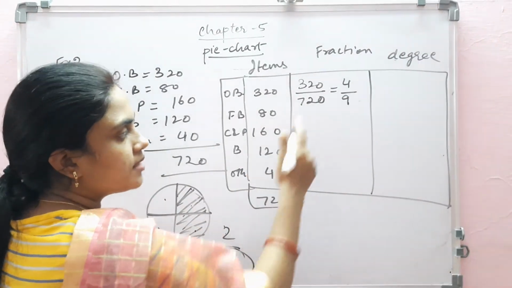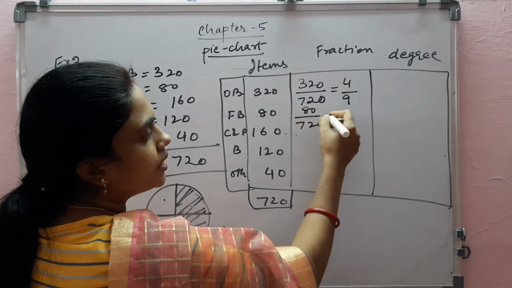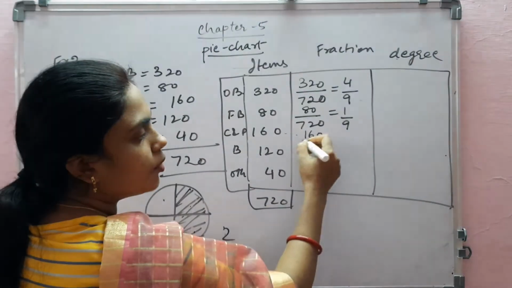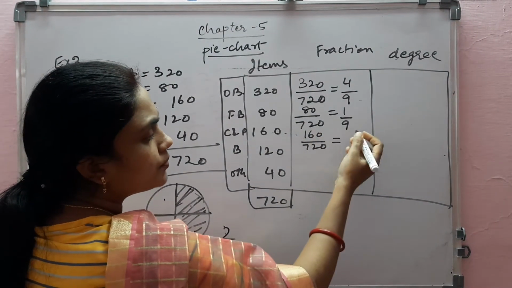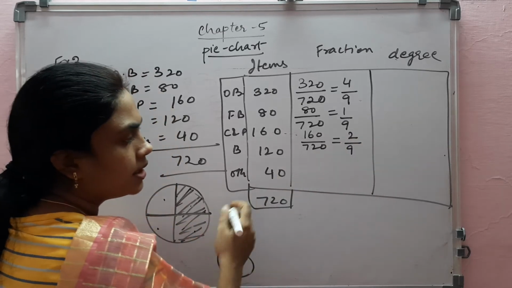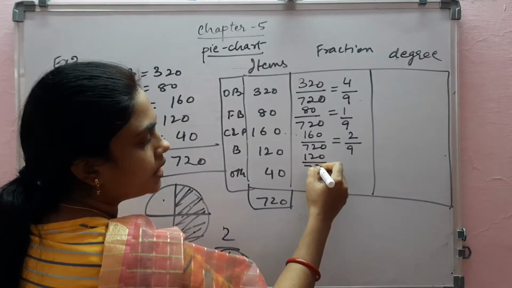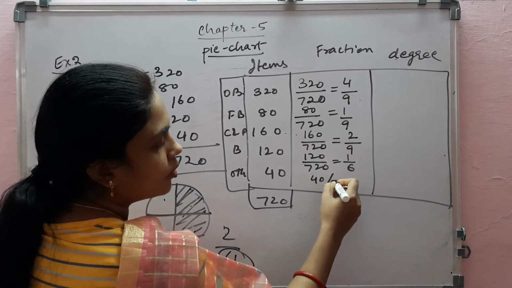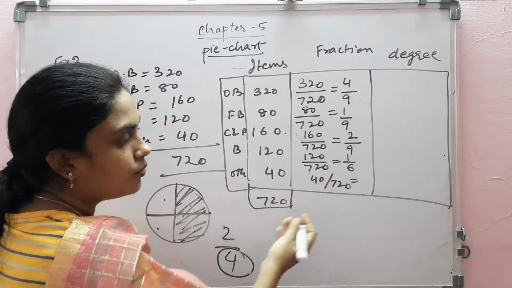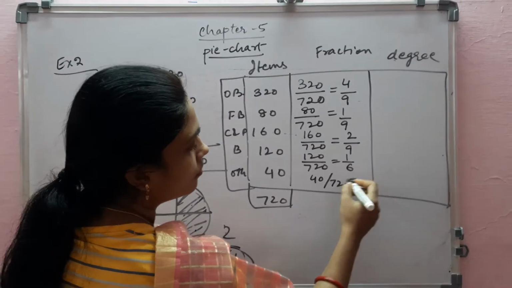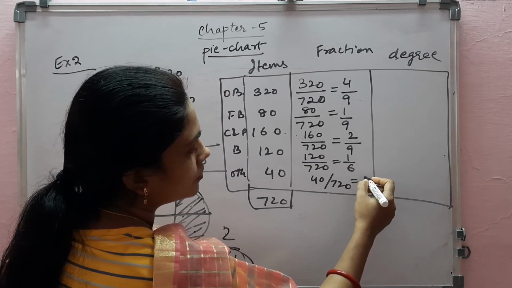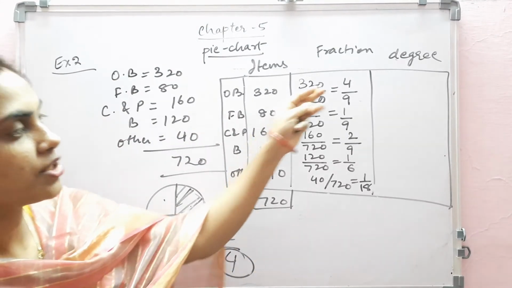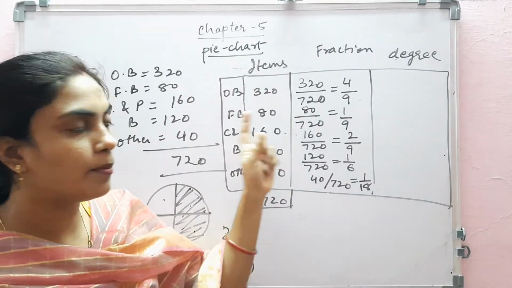Now 80 upon 720, you will get 1 by 9. Then 160 upon 720, you will get 2 by 9. Then 120 upon 720, you will get 1 upon 6. Then the last one is 40 upon 720. Then what will you get? You will get 1 upon 18 here. So these are the fractions which have been converted from numbers to fractions.